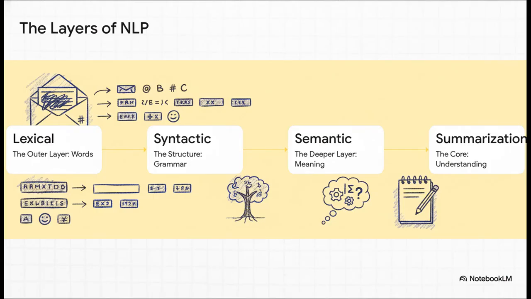You start with the tough outer skin, which is lexical processing. It's all about the words themselves. Then you get to syntactic processing, which is grammar. Go a little deeper and you hit semantic processing, what the words actually mean together. And right at the core, you finally get to the good stuff, like summarization. For today, we are going to focus only on that crucial outer layer.